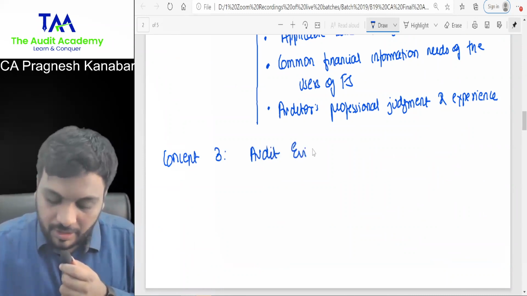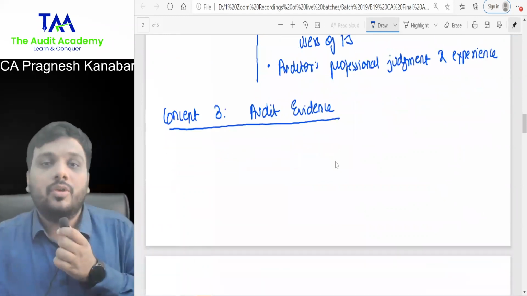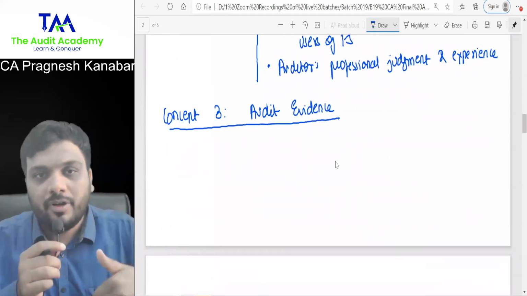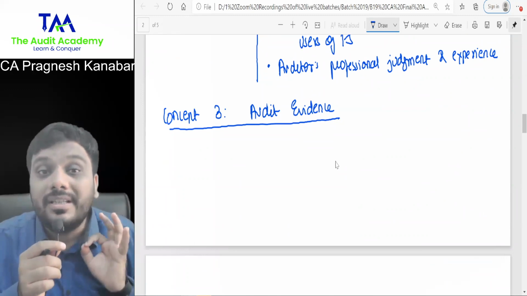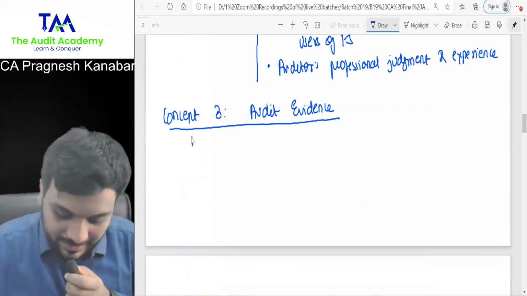Come on, we need to brush up your inter-CA over here. So we know that auditor needs to perform audit procedures in order to obtain which evidence? Sufficient and appropriate audit evidence. Remember, everyone, that phrase?